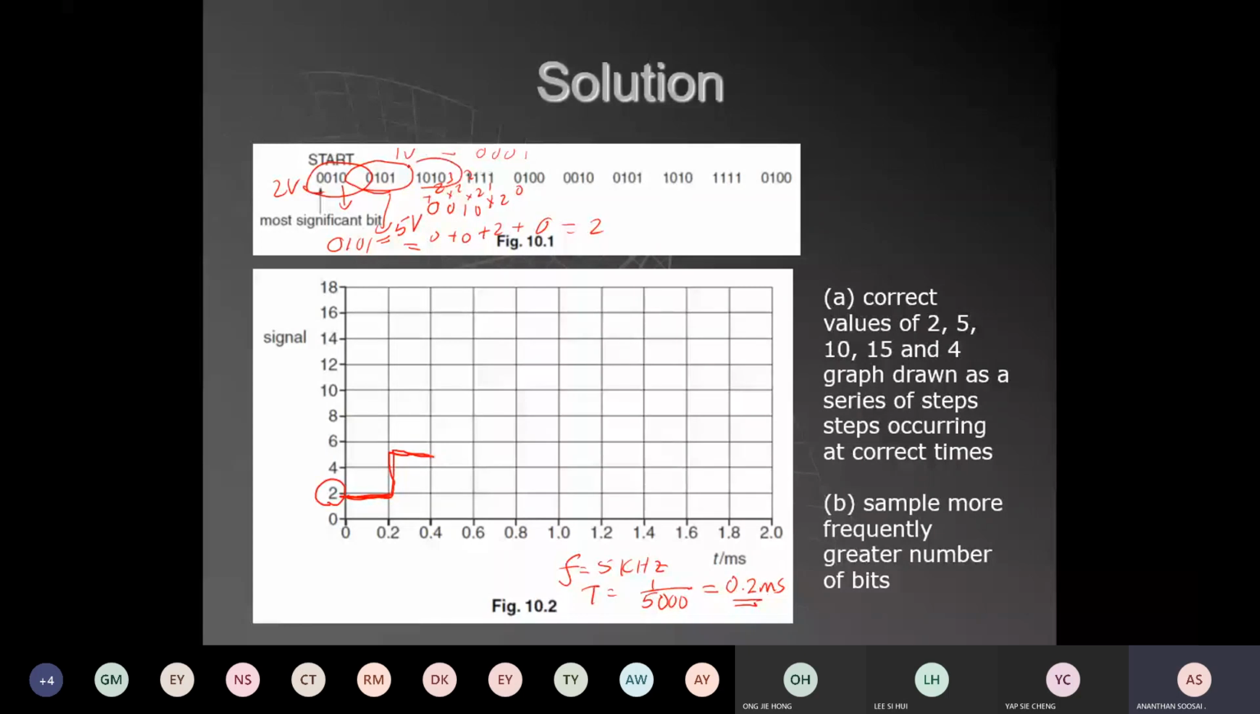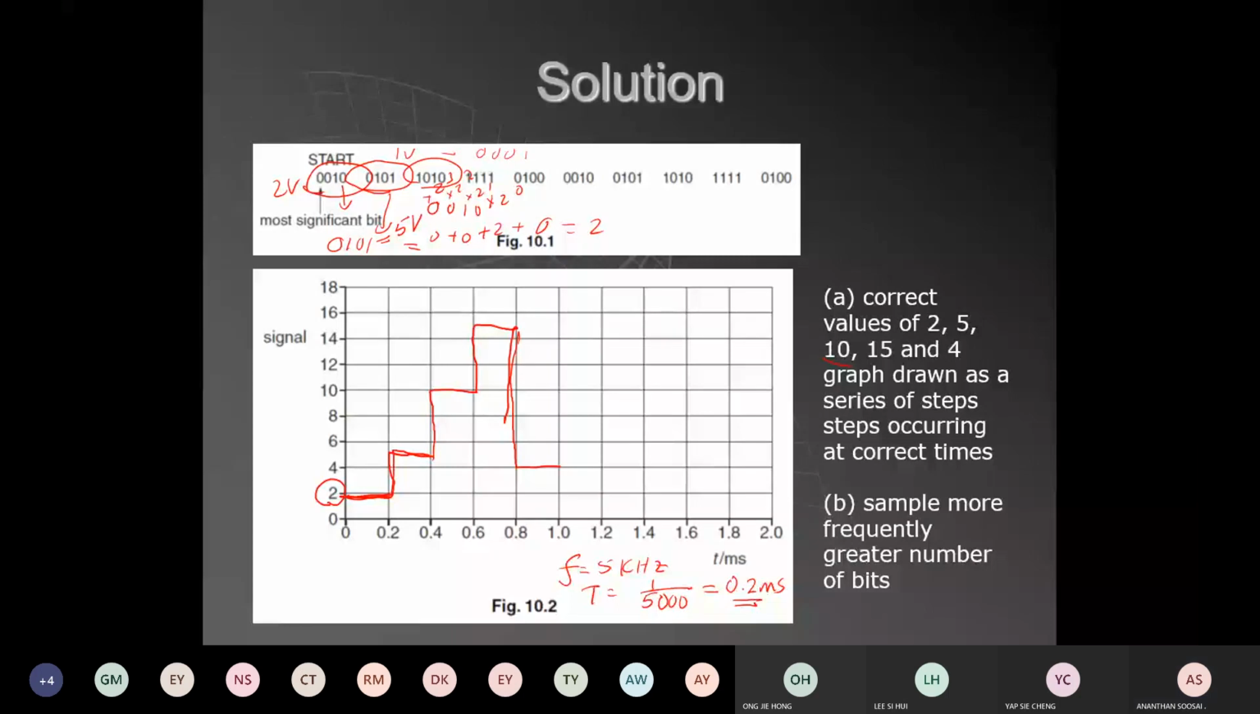Then next is 1010. Look at answer is 10. So it'll go up to 10, flatten. Then go up to 15, flatten. Then go up to 4. Go to 4 again, sorry. Go to 4, flatten. This is how the analog break out from digital looks like.